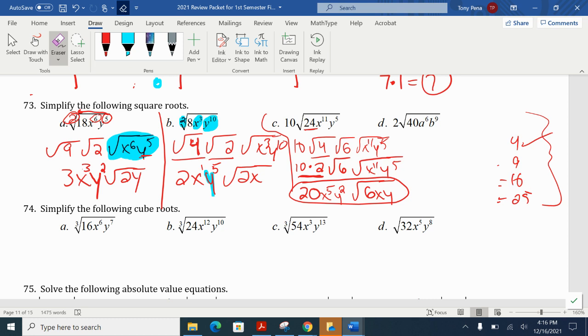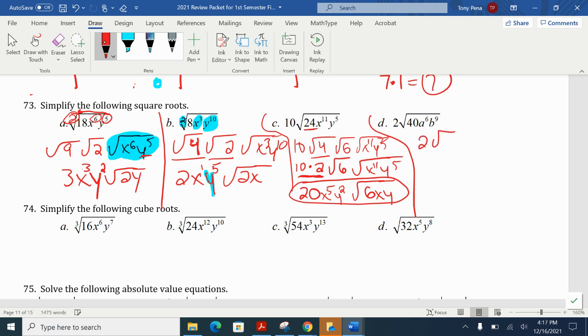All right, I'm going to erase this so I can create a little space for this one. So the last one of these, the D, I'm going to have that 2, and then I'm going to have root 4, root 10 to get the 40. And then the variables I'll just leave for right now, a to the 6th and b to the 9th. First one, the 2, stays the same. Square root of 4 is 2, so this is really a 2 times a 2. Root 10, can't do anything with it. Doesn't simplify any further, so I'm going to leave that underneath.